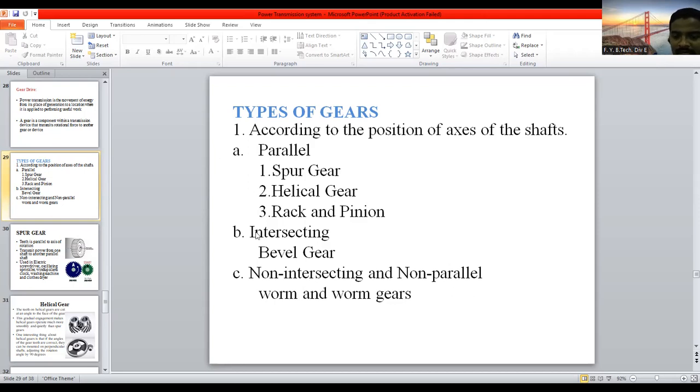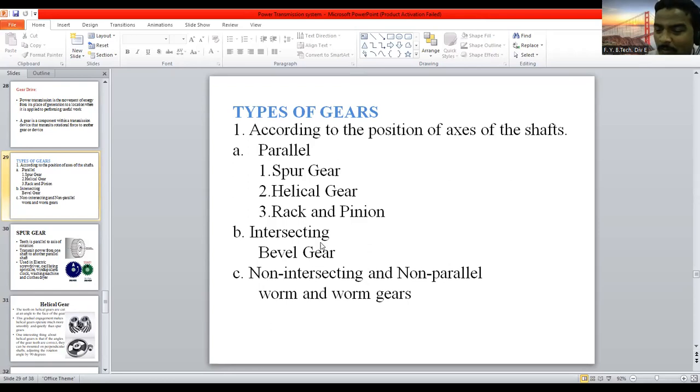Then if the arrangement of shafts is intersecting, intersecting means what? Two shafts intersecting, at a 90-degree angle. For this case, you can study the bevel gear, the gear where the shafts are intersecting. Then last is non-parallel, non-intersecting, where we'll cover worm and worm gear. So all these types we will study in detail.